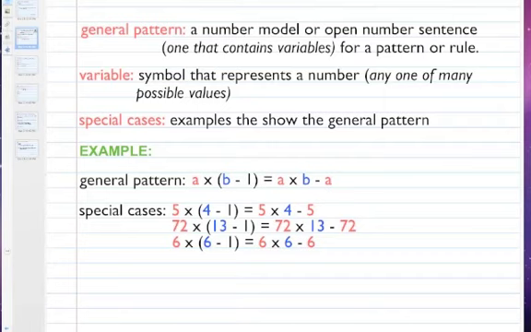Now look at special case number 3 especially. Many students believe that variables always have to represent two different numbers. But in the special case number 3, both A and B are worth 6. Sometimes variables, though they use different letters, can still represent the same value.